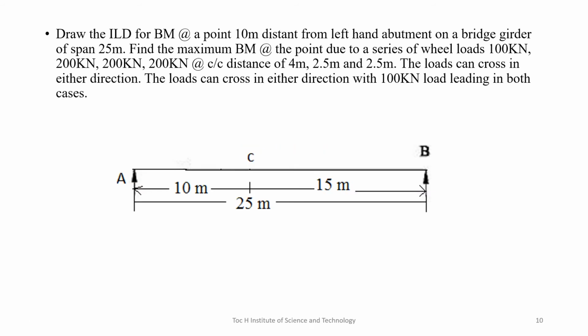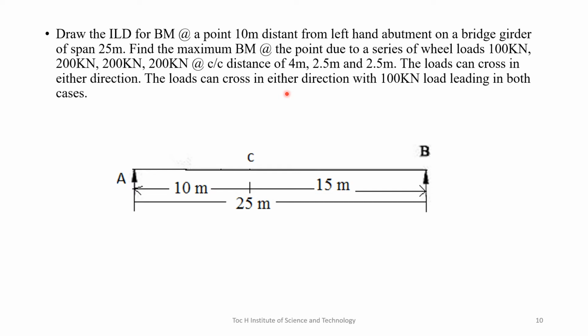Now, problem number 4. The question is: draw the influence line diagram for bending moment at a point 10 meters distant from the left-hand abutment on a bridge girder of span 25 meters. Find the maximum bending moment at the point due to a series of wheel loads, that is 100 kilonewton, 200 kilonewton, 200 kilonewton, 200 kilonewton at center to center distance of 4 meters, 2.5 meters and 2.5 meters. The load can cross in either direction with 100 kilonewton load leading in both cases.